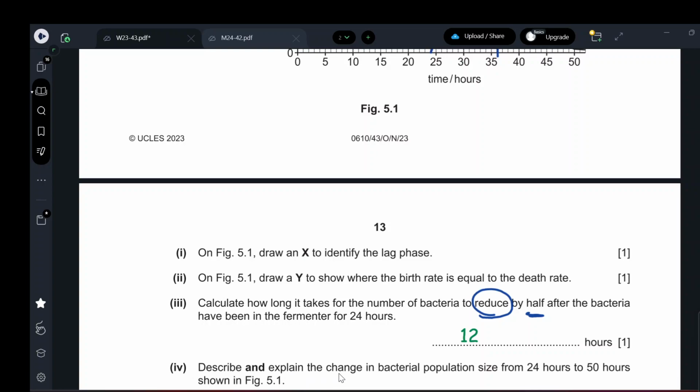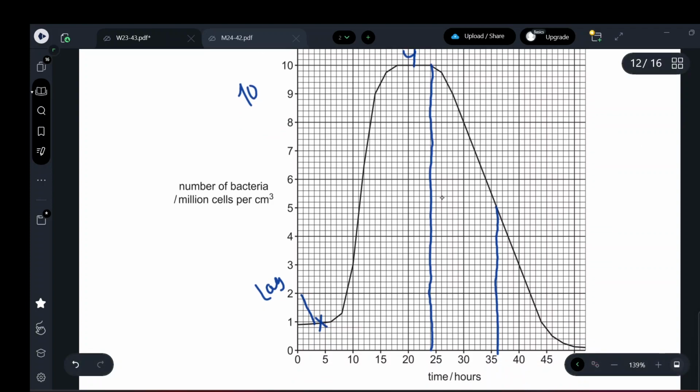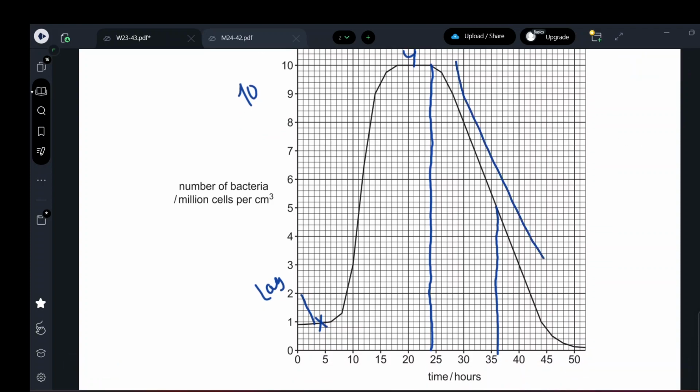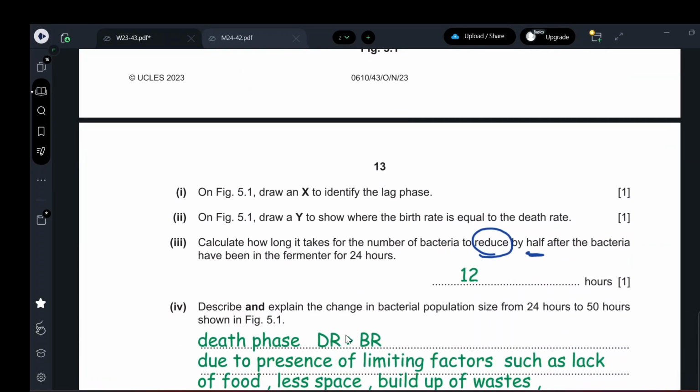Describe and explain the change in the bacterial population from 24 to 50 hours. What happened? It decreased. Description. What's the meaning of describe? I will tell him what happened. It decreased. This is the death phase. Death rate is more than the birth rate.